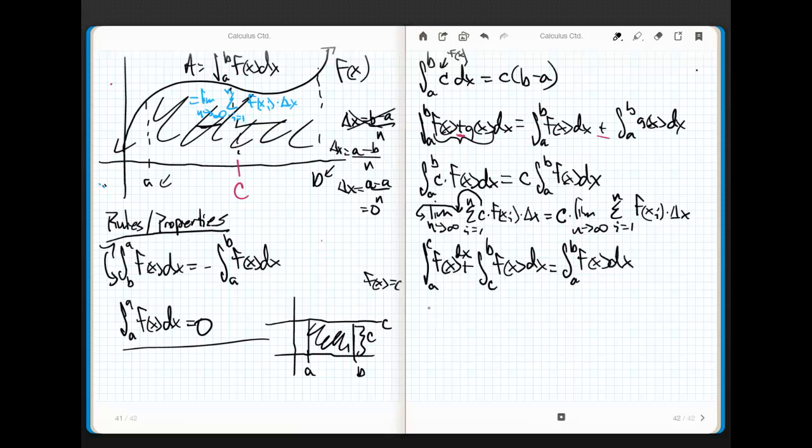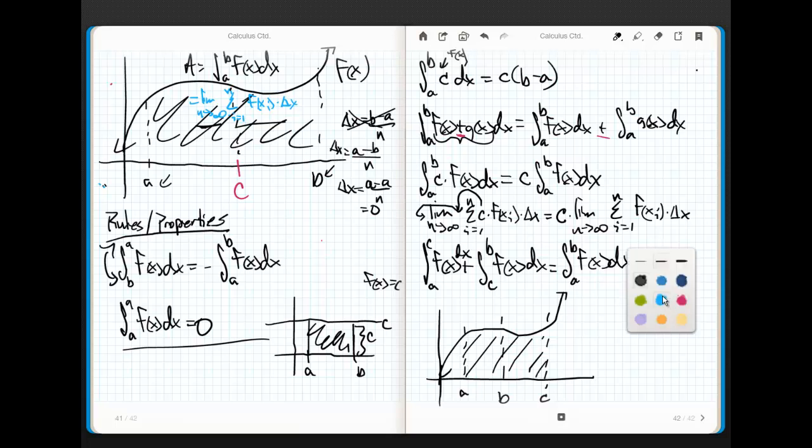Now, just for giggles, let's think about what would happen if that c were outside, because I always have kids ask me that question. How about if this was a, this was b, and c was out here? If I take the integral from a to c, then that's going to be all of this, right? However, when I take the integral from c to b, what's going to happen?